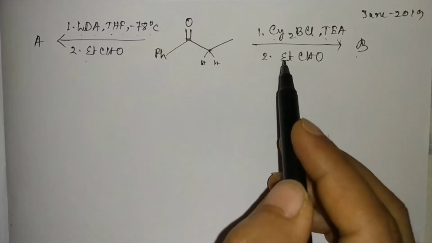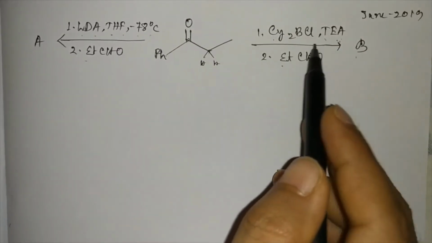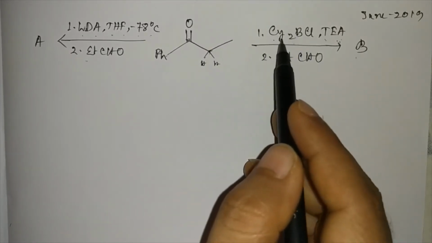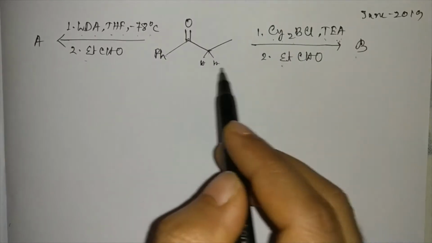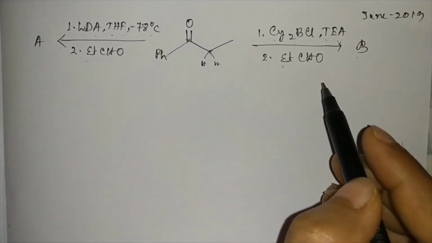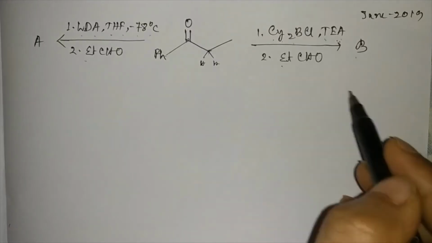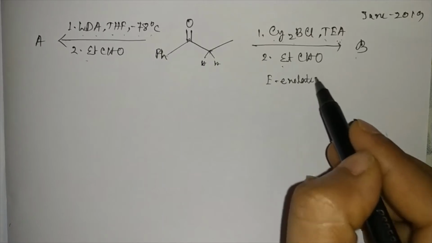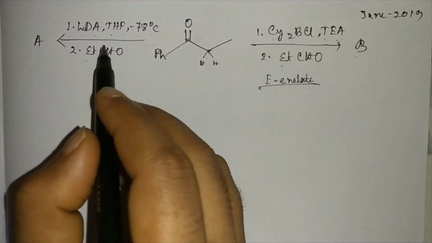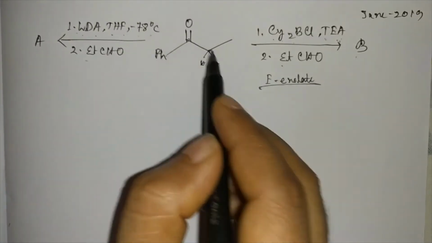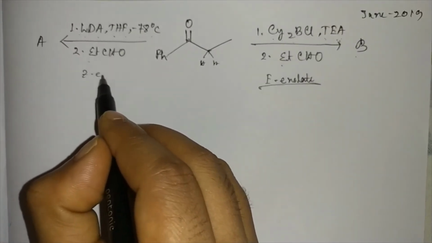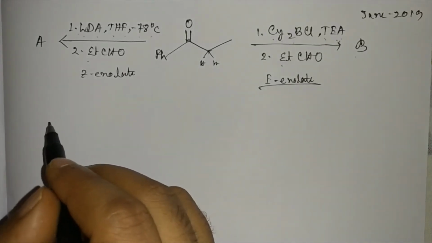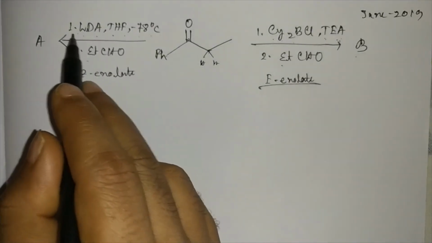So what will happen here? In presence of Cy2BCl, mainly E enolate will be formed. How E enolate will form we will discuss, and in presence of LDA, mainly Z enolate will form. So we will first discuss this.